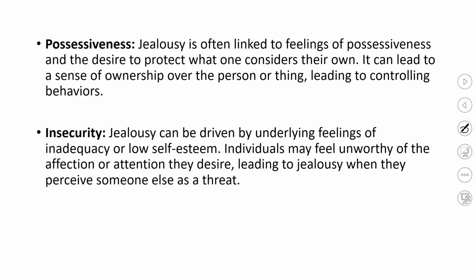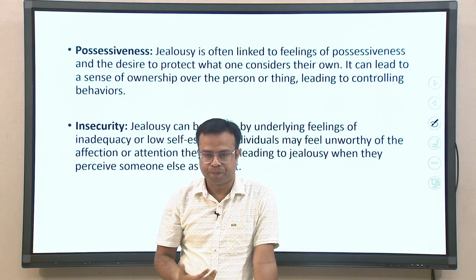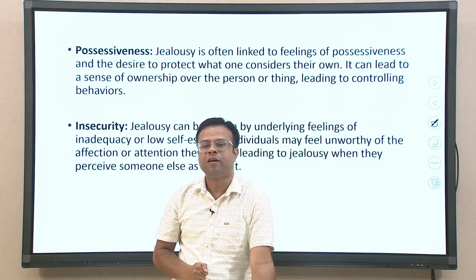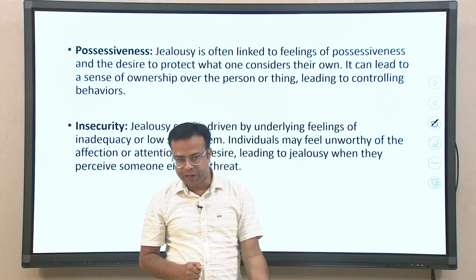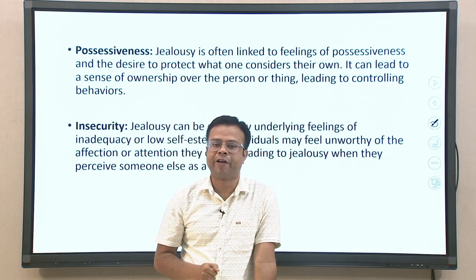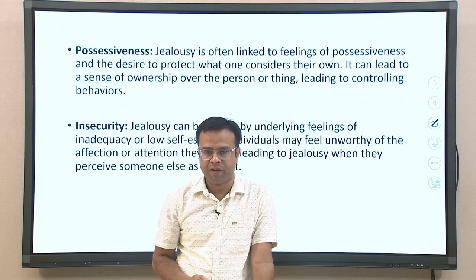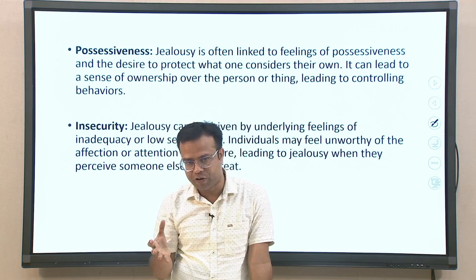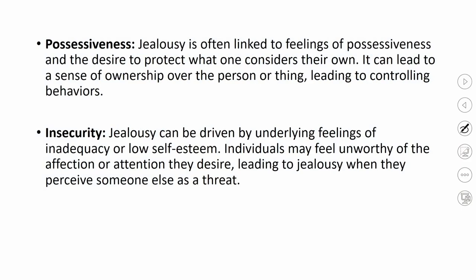A sense of possessiveness will also be there, mostly in the relationship context, where the person often feels possessive and desires to protect whatever one considers as their own. So, it can lead to a sense of ownership over the person or thing, leading to controlling behavior. Insecurity: jealousy can also be driven by an underlying feeling of inadequacy or low self-esteem. An individual may feel unworthy of the affection or attention they desire. It can also be triggered by a jealousy situation, leading to jealousy when they perceive someone else as a threat. So, most of these ideas are connected to each other.